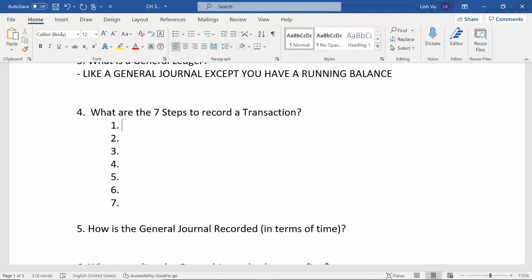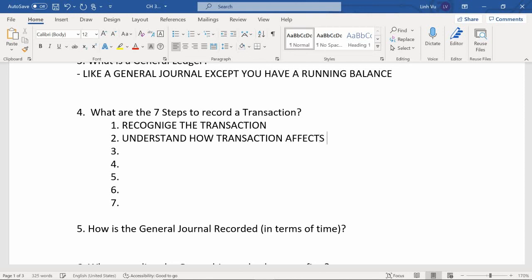Recognizing the transaction. You got to recognize the transaction has occurred. To understand how the transaction affects the business. Step 3. We have to figure out if it increases or decreases the total account balance. Increase, decrease accounts. Good.